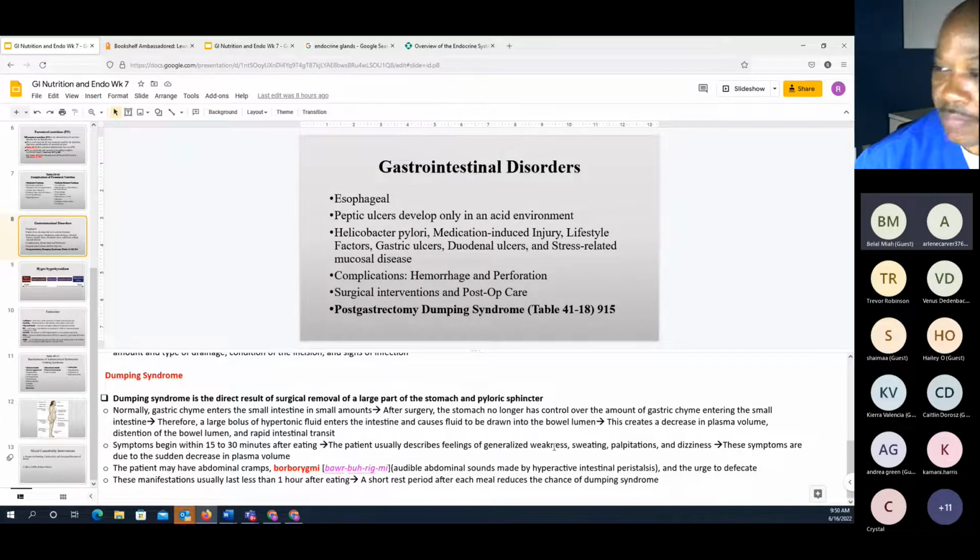So they have general feelings of weakness, sweating, palpitations, dizziness. And this is because the intravascular space, that first space, has been reduced. Again, because that chyme is so hypertonic, it pulls a lot of those fluids out of the intravascular space. And so that's what happens here. And it happens 15 to 30 minutes after eating.